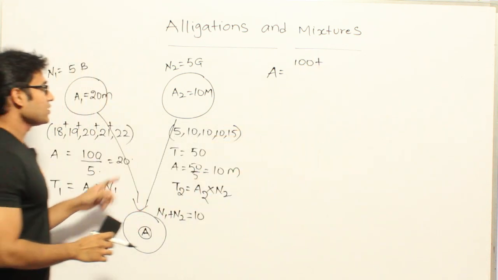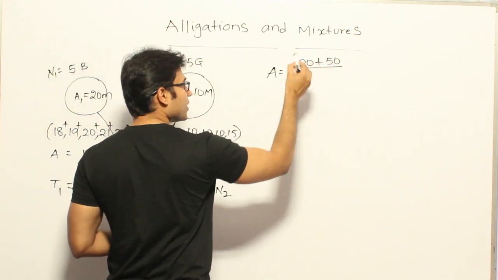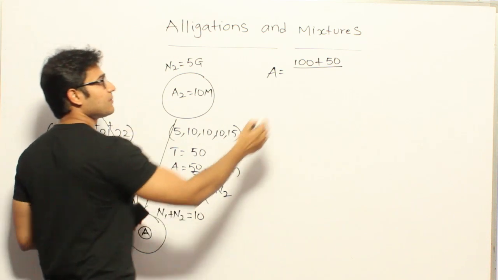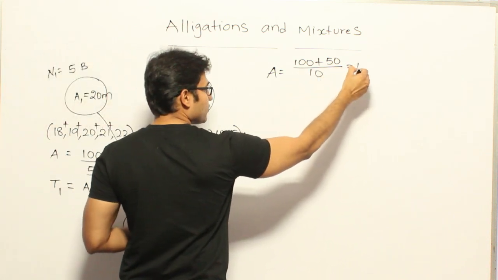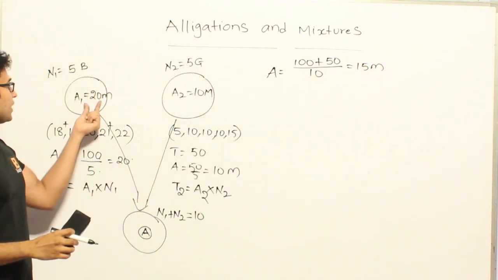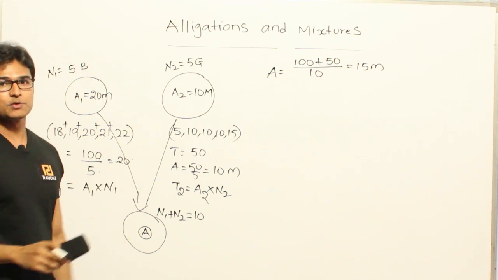100. And what is the total marks got by these girls? Equal to 50 divided by what is the total number of students here? 5 plus 5 is 10, so it is 15. 15 marks is the average of this group. So 10 and 20 are there, I got 15 as the average, which is lying between these two.